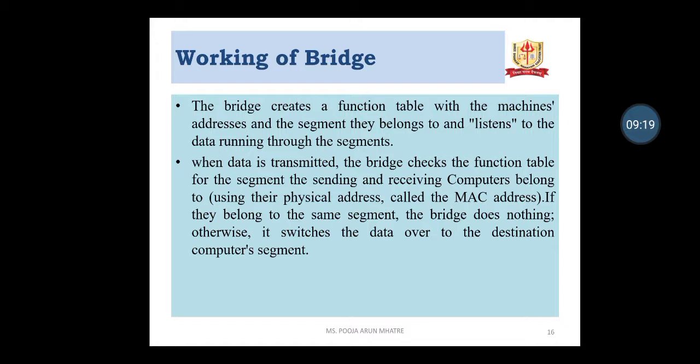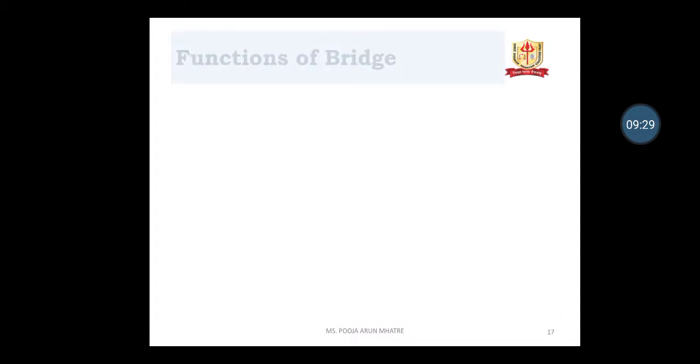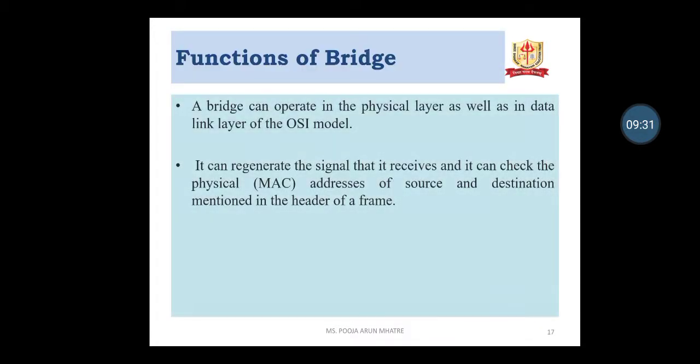If data belongs to the same segment, the bridge does nothing. Otherwise, it switches the data over to the destination computer's segment. Functions of bridge. A bridge can operate in the physical layer as well as in the data link layer of the OSI model. It can regenerate the signal that is received and it can check the physical address of the source and destination mentioned in the header of the frame.